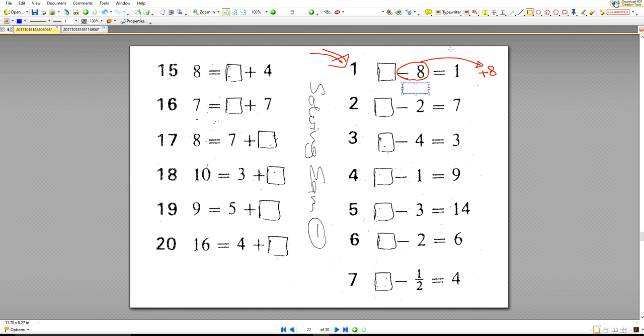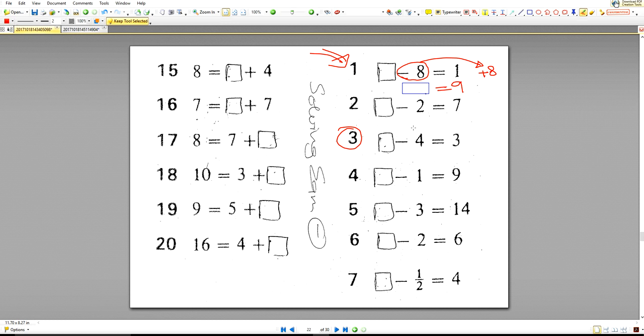We have the answer will be equal to? 1 add 8 is? 9. And if I temporarily quickly put 9 into here, let's check it. 9 minus 8 is 1, is that correct? Yes. Okay, let's get rid of that 9 because I don't want the answer to be put there. So the box is equal to 9. This is how I want you to set out each question.